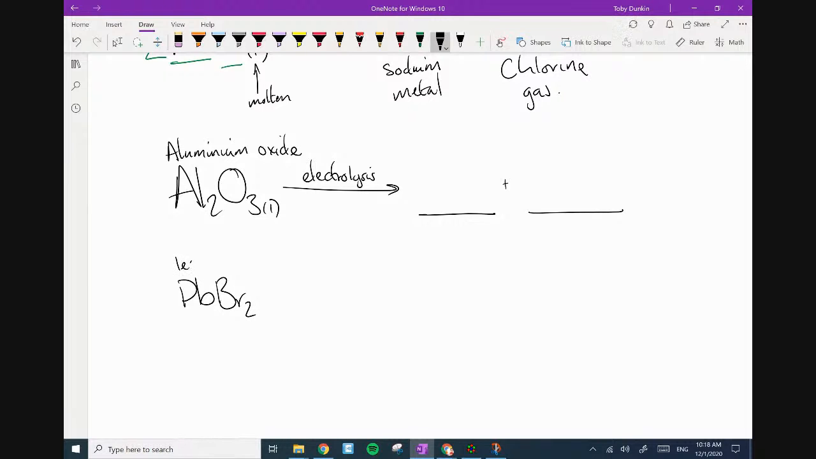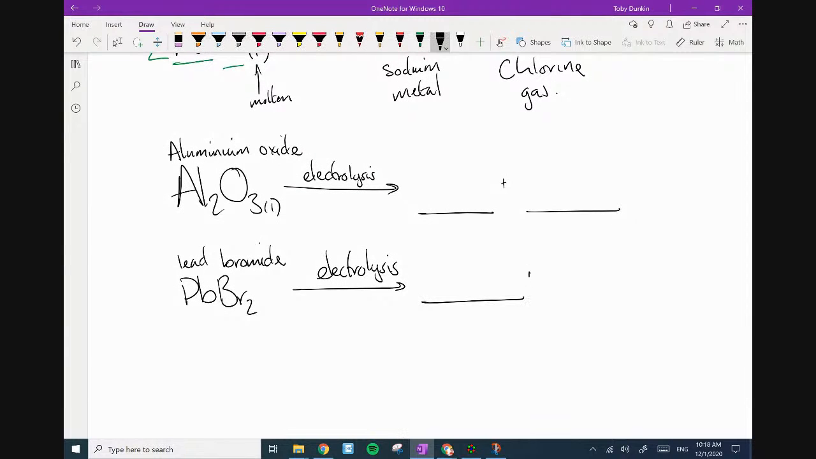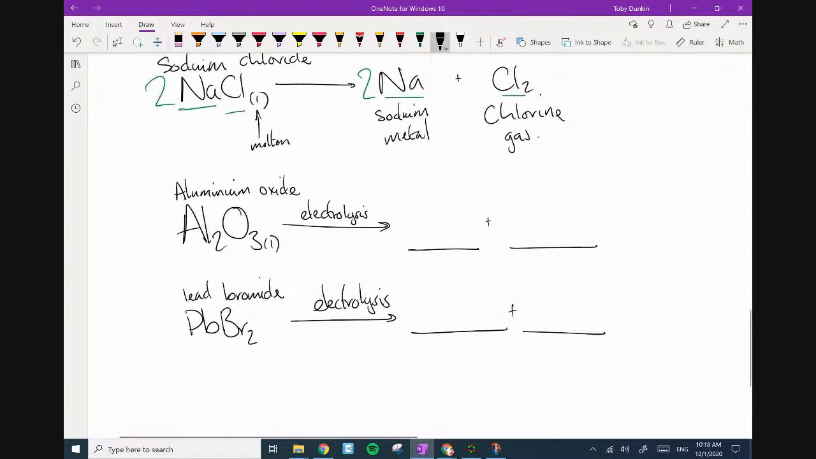PbBr2. This is lead bromide. What am I going to see when I run electrolysis? I've lost my mind. It's lockdown. Sorry, folks. Yeah, what am I going to get? Come on, folks. Don't overthink it.